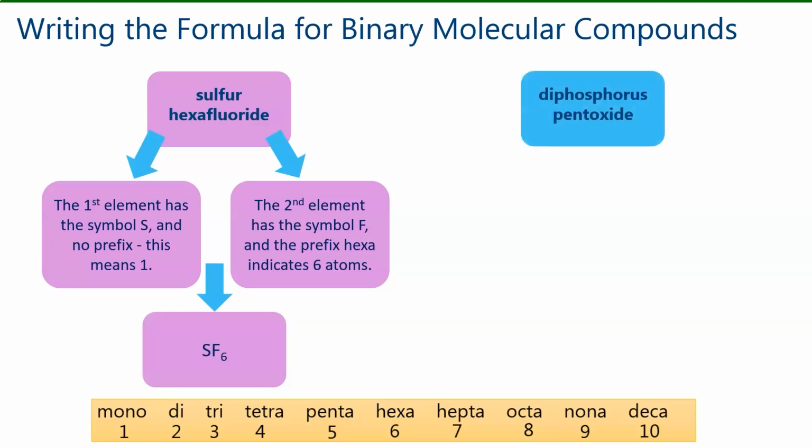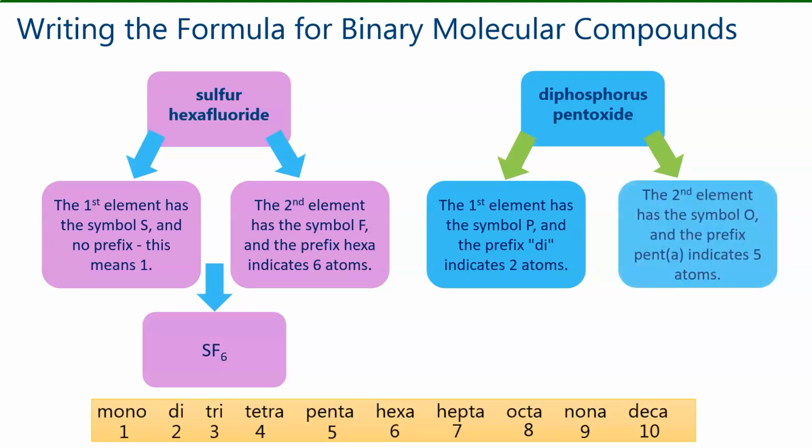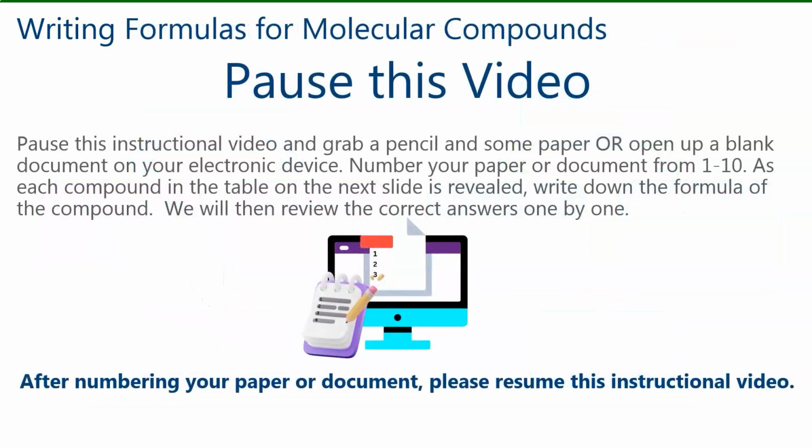Next, we have diphosphorus pentoxide. So let's look at our first element in this compound, diphosphorus. So the symbol for phosphorus is P. Di tells us that there's 2 of them. And then our second element is pentoxide. Oxide is oxygen, chemical symbol O, and penta is 5. So we have 5 oxygen. So now we can write our formula. We have P2O5.